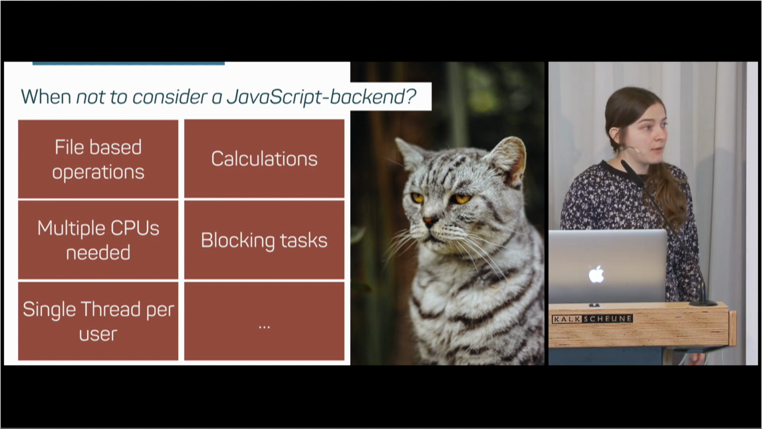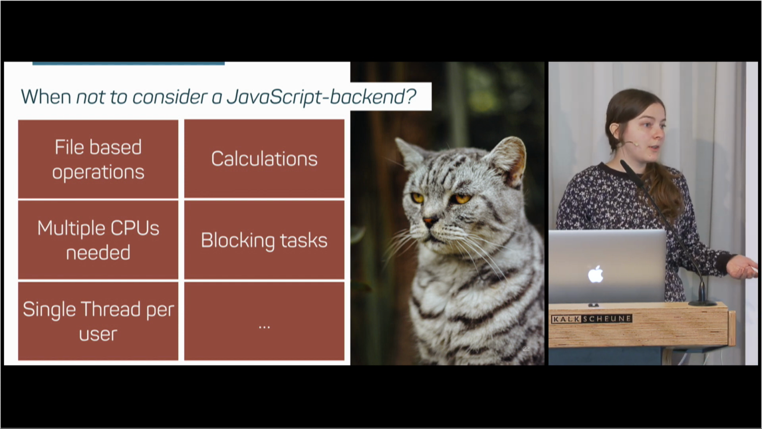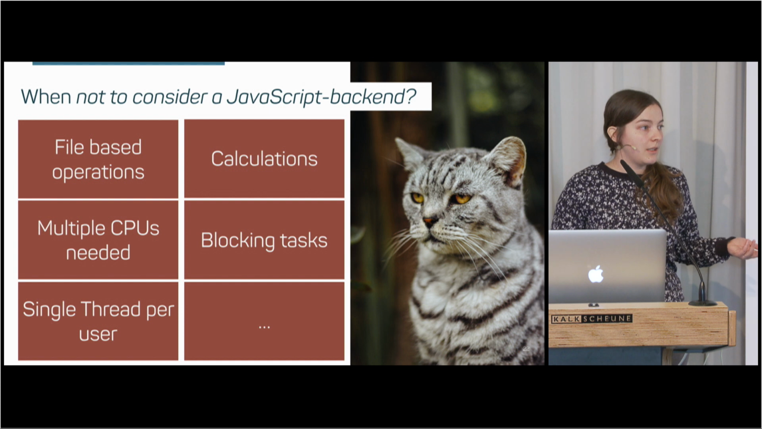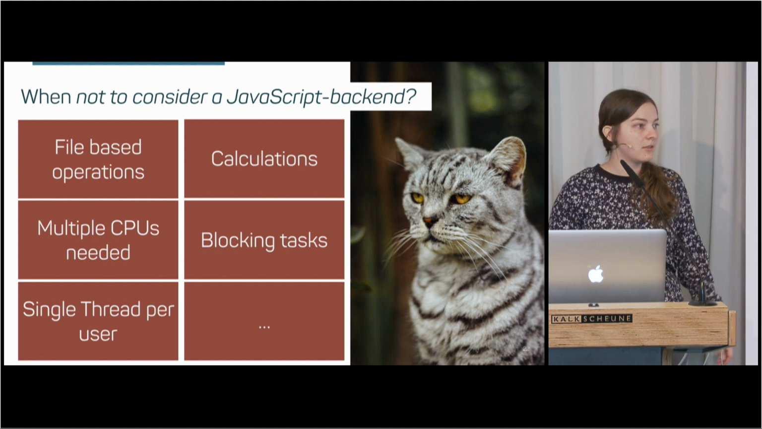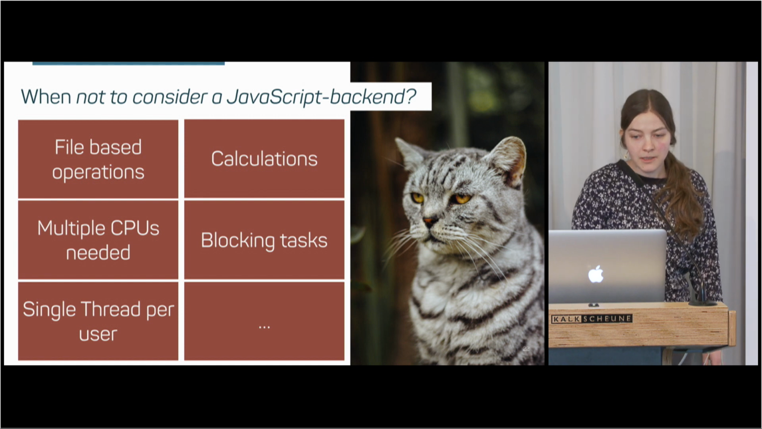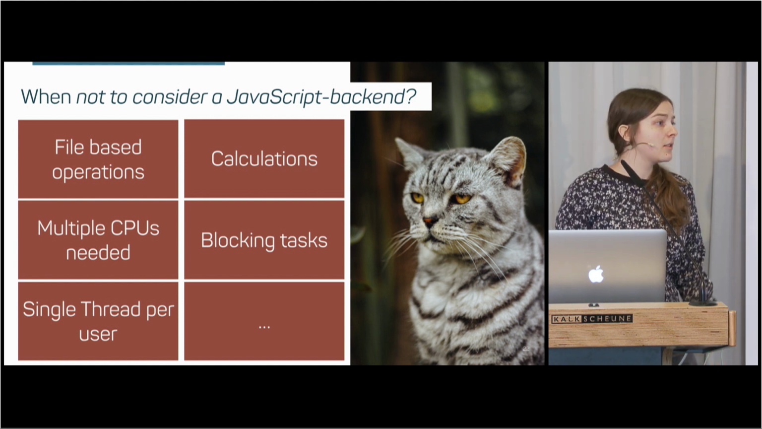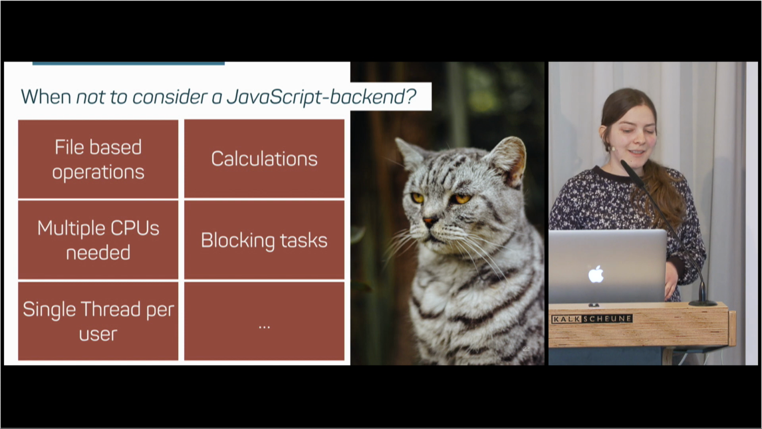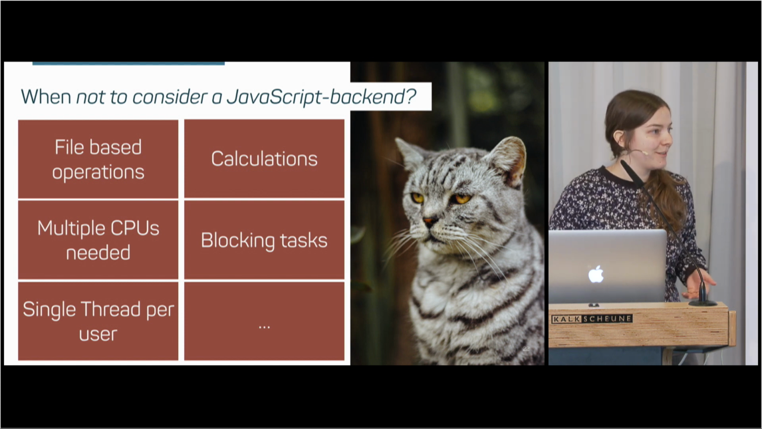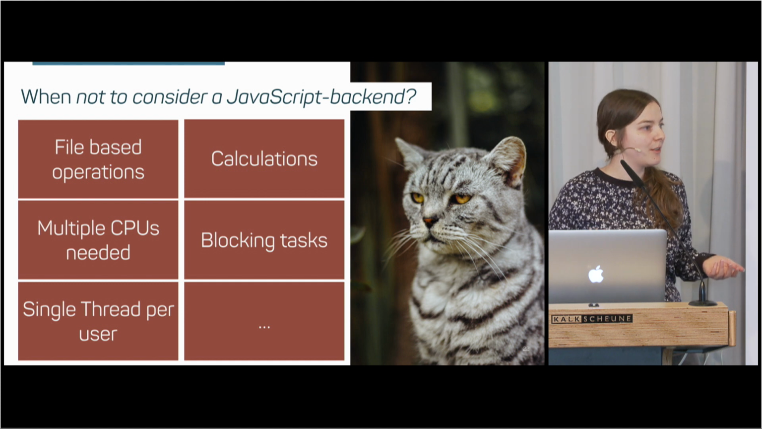Same for the blocking task, we have just one thread. When we're going to block the thread, nothing is going to work anymore. So if you have a task which takes a long time, like image processing, then your complete service is blocked and it's not reachable from the outside in most cases. Yeah, and single thread per user, if you have something like session scoped stuff with Spring, it's not so easy to make that with JavaScript because you have just one thread and you can't hold all session infos in this thread.